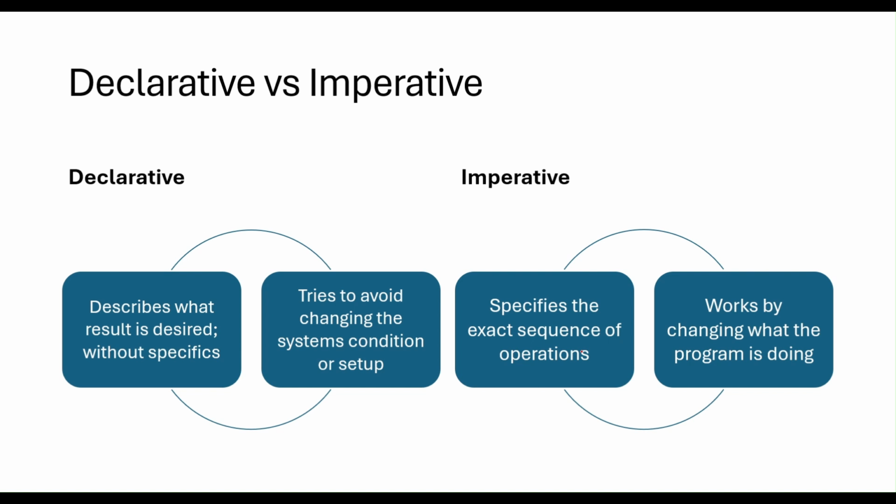is the opposite of what declarative is and what Terraform uses. It specifies the exact sequence of operations, how you need to do it. So this is like dependencies specified, the replica amount specified, and it works by changing what the program is doing or what it's supposed to do. So you can go into the tool and specify and change it and do specific things about it. I hope that part is clear. But yes, this is a comparison between imperative and declarative.